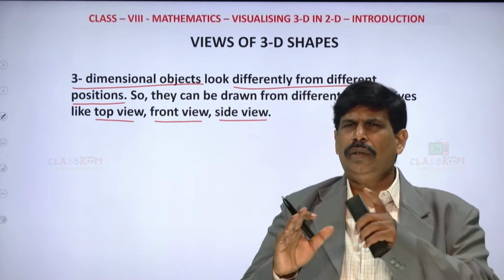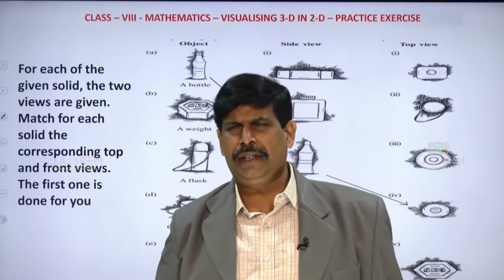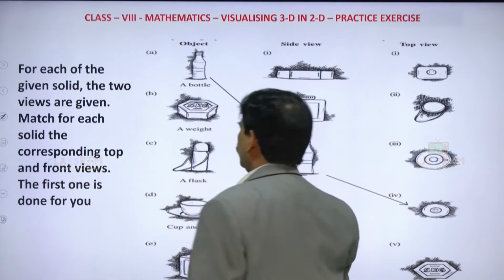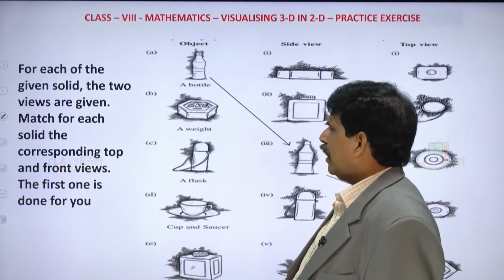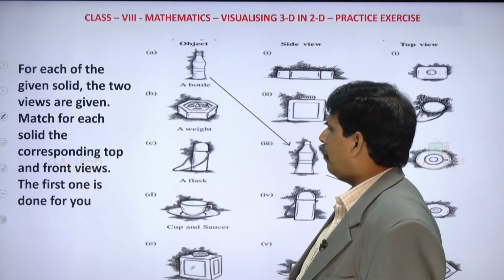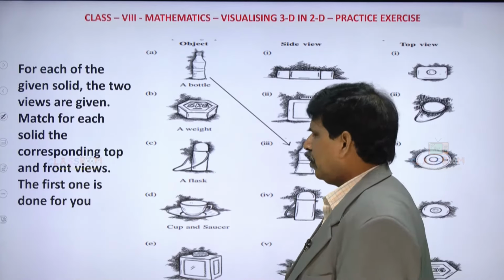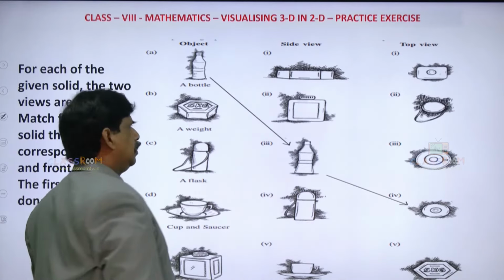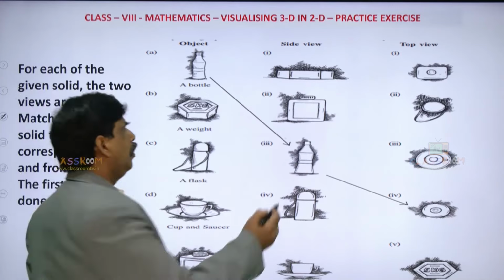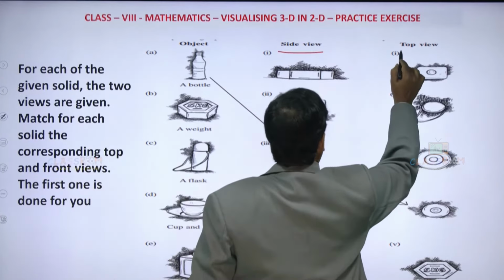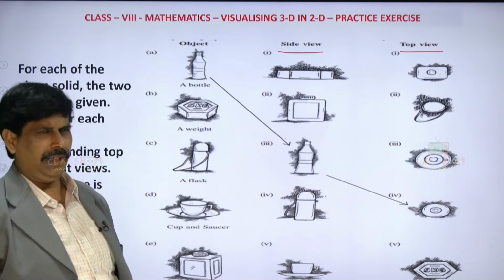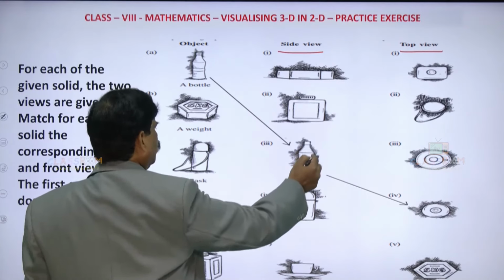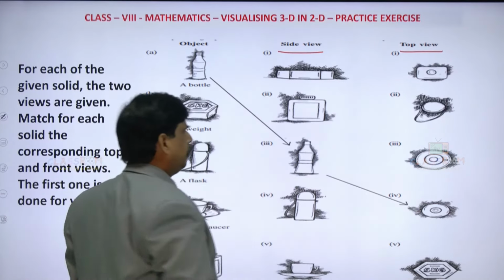Is it clear? So, some figures are given here. Look at here. For each of the given solids, two views are given. Match for each solid the corresponding top and front views. The first one is done for us. So, here we are seeing a bottle. See this side. We have a side view as well as a top view. We have to match them. Let us see here a bottle. This is the side view and this is the top view of a bottle.